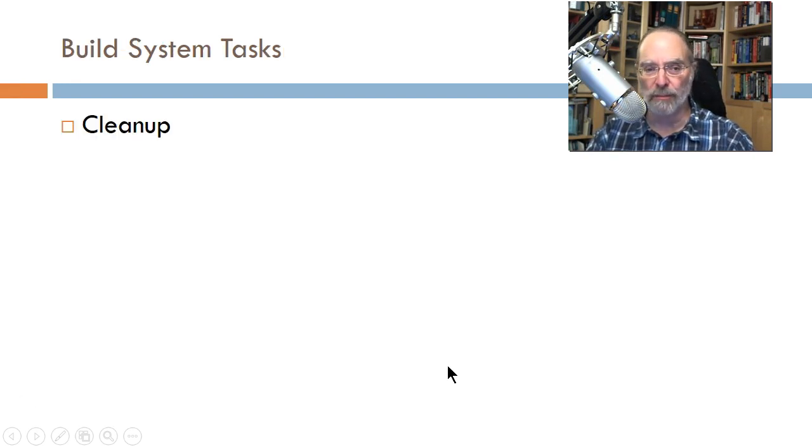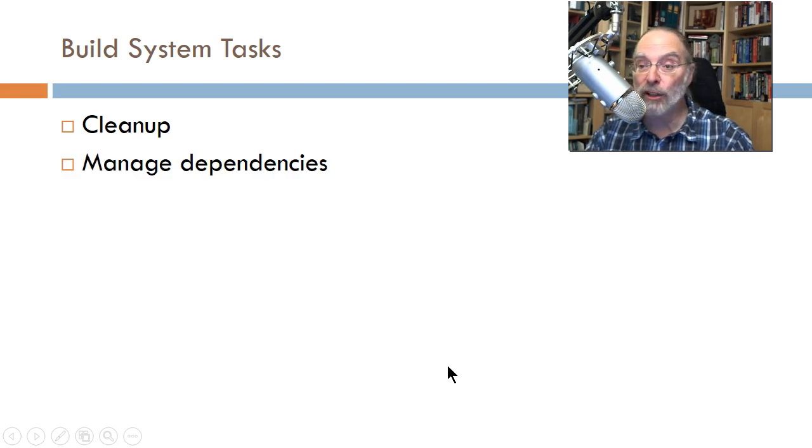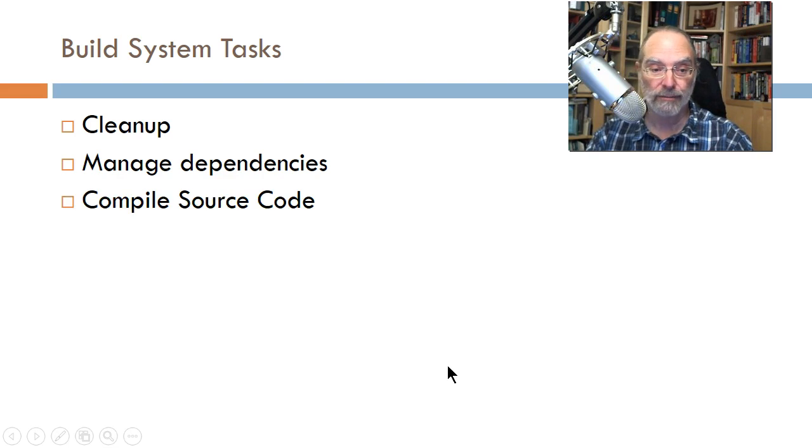So, what does our build system do? Well, first is cleanup. And what cleanup means is to simply delete all the files that were created in the last build. A cleanup will ensure that every source file will be recompiled. Manage dependencies. If a particular library is not available on your local machine, in your local repository, Maven will take it upon itself to download the appropriate library, the dependency that you need.